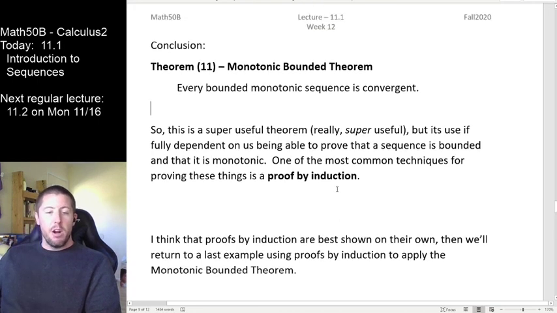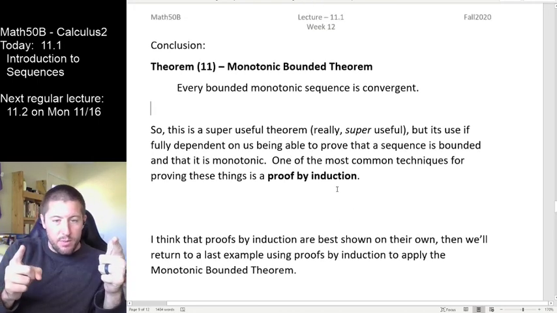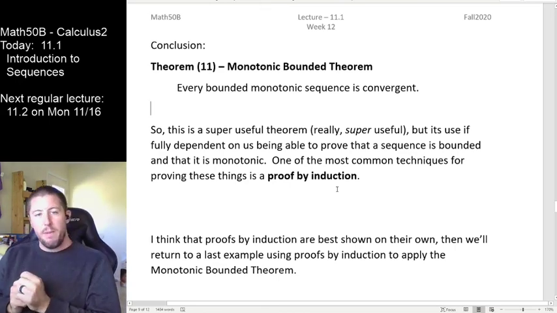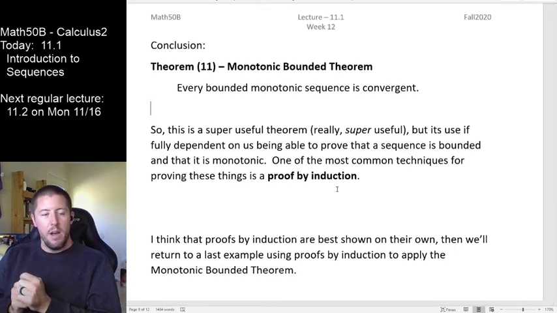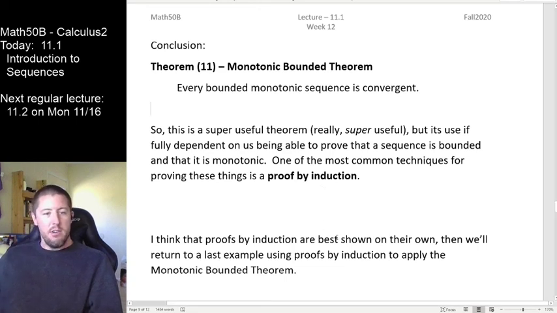So that's going to wrap it up for this part of this video. I still need to hit you with proofs by induction and an example associated with the monotonic bounded theorem. I'm going to make that right now. So we'll have this a little bit broken up this week. I will see you momentarily for our proofs by induction.